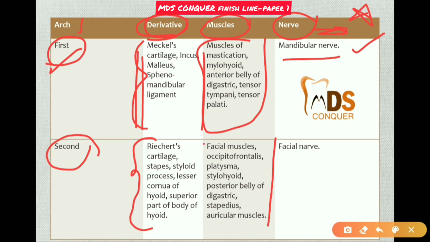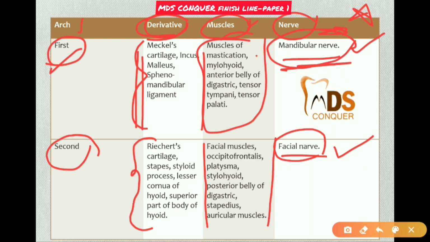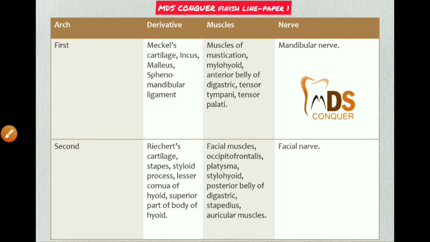These are the muscles of the second arch, and this is the nerve of the second arch. And here, if you learn this table, even if they give any other muscles, you can directly write the nerve supply. If you learn this group of muscles supplied by the mandibular nerve, then if you get a muscles of mastication question, you can directly write the nerve supply as the mandibular nerve. So this table is important.